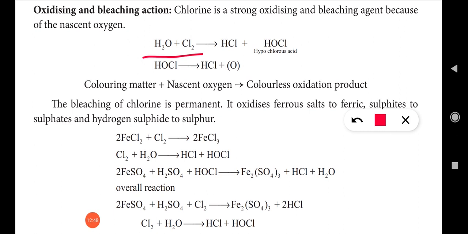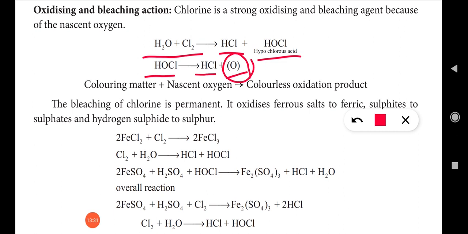So direct chlorine is not used for bleaching purposes; chlorine water can be used for bleaching. When chlorine is dissolved in water, it will form hydrochloric acid and hypochlorous acid. Then that hypochlorous acid will form HCl and also nascent oxygen. This nascent oxygen is responsible for its bleaching ability. So the bleaching ability of chlorine is due to the formation of nascent oxygen when it is dissolved in water.